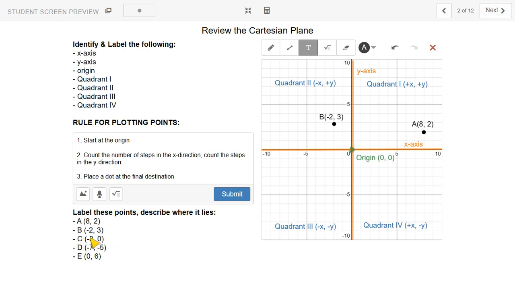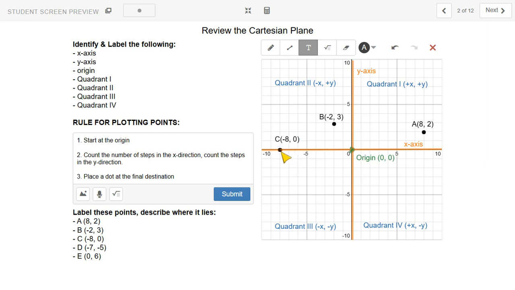Next one, C, -8 and 0. Now we're starting at 0 and we're going 8 steps to the left. 1, 2, 3, 4, 5, 6, 7, 8. There's our point. Let's label it. C is -8 and 0. It told us there were 0 steps in the y direction, so we just landed here.